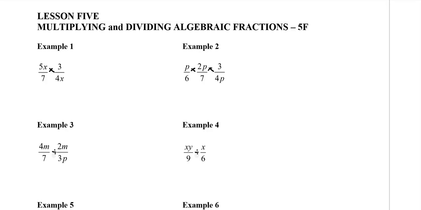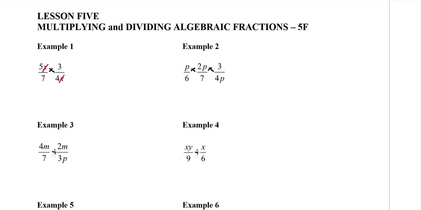First thing I want to do when I'm multiplying these fractions is look to see if there's anything I can cancel. So often we look on the diagonals. So I would look at the 5x and the 4x. So 5 and 4, I can't cancel those. There's nothing in common. There's no common factor to cancel there. But letters can be cancelled. So the x can cancel the x. Checking the 3 and the 7, there's nothing in there to cancel.